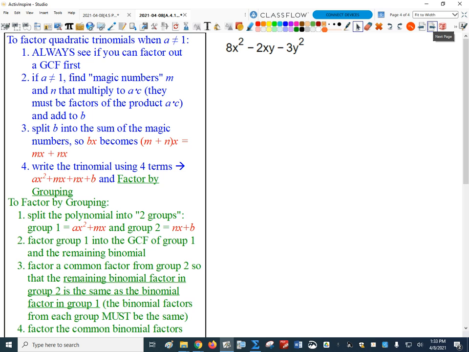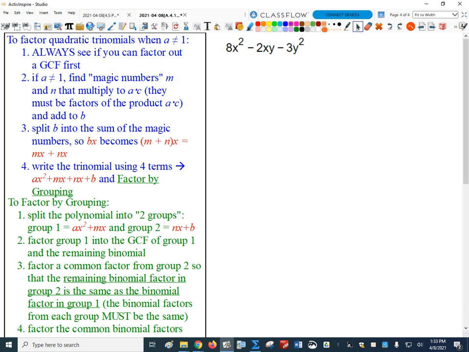So let's take the same problem and let's factor by grouping. Okay, so remember what we do with grouping. When we factor by grouping, we're going to see if we can factor out any GCF, which we can't do. Okay, now we've got to find magic numbers, right? We've got to find magic numbers that multiply to A times C.